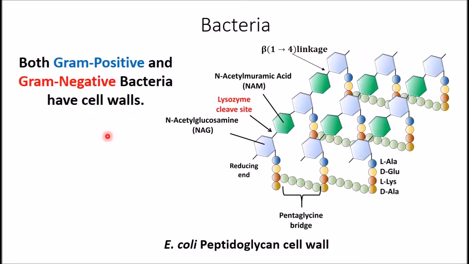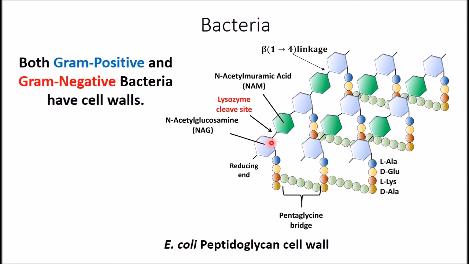Like I just told you, both gram-positive and gram-negative bacteria have cell walls. This is the example of the E. coli peptidoglycan cell wall. It's actually a gram-negative bacterium, but it's irrelevant, because the basic structure of the cell wall is very simple. You have a repeating disaccharide unit. In this case, it's NAG-NAM, NAG-NAM, NAG-NAM, linked up by beta-1,4 linkages.